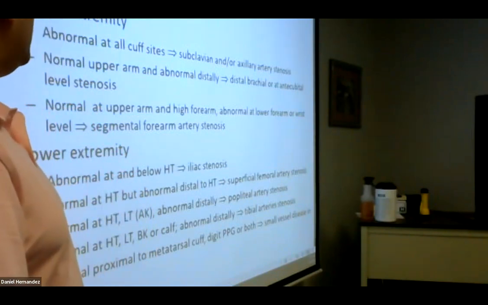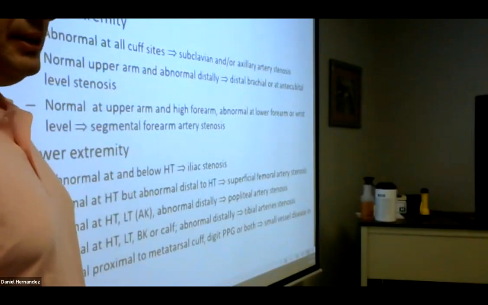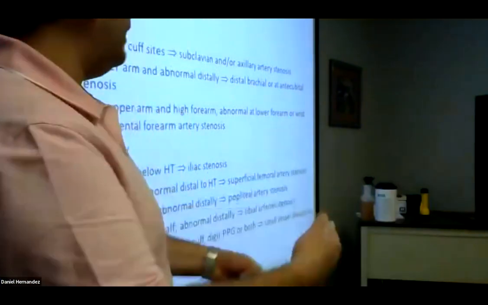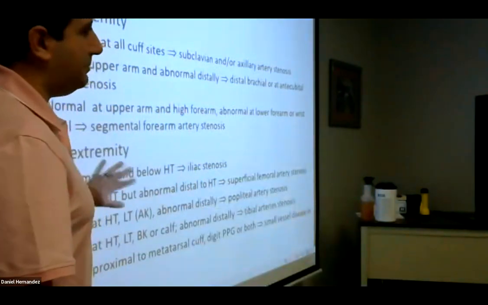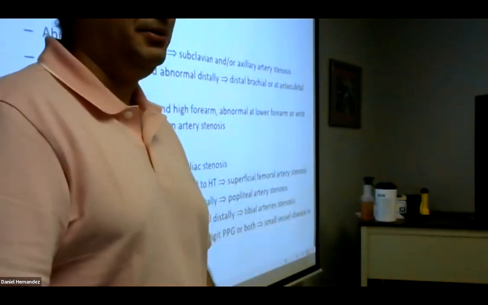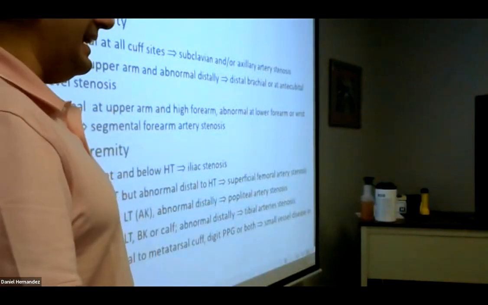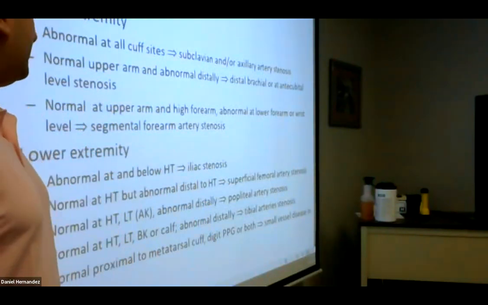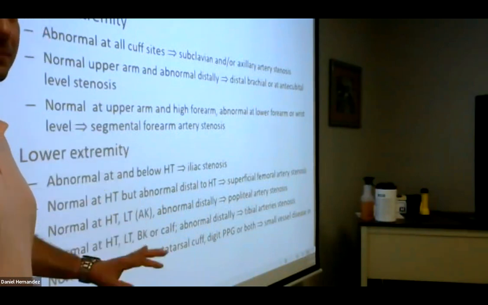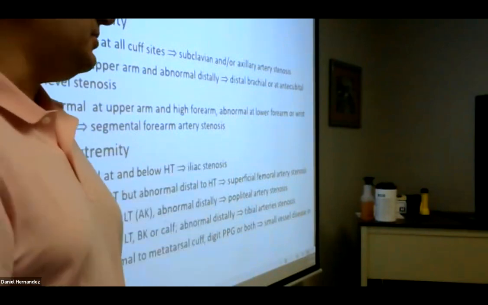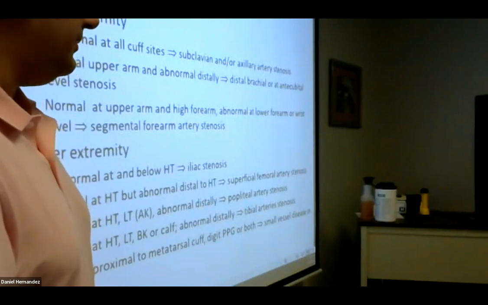Usually they can tolerate us wrapping it, and they can usually tolerate this, but when you have to do a pressure, that's when they go, woo. If you can at least get a waveform, you'll get a little bit of information. You're just taking the pulse at that point, no pressure.